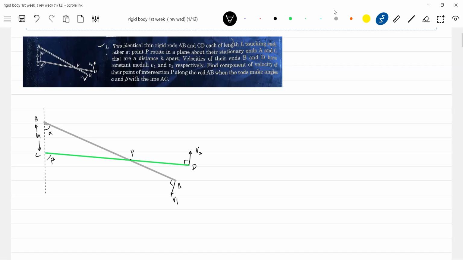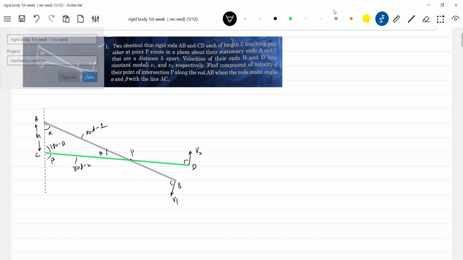So let me call this rod 1 for our convenience, and let this be rod 2. Okay, this angle, 180 minus beta. Let me take theta. They're just based on some mathematics, may not be, but can be asked. There's all possibility.